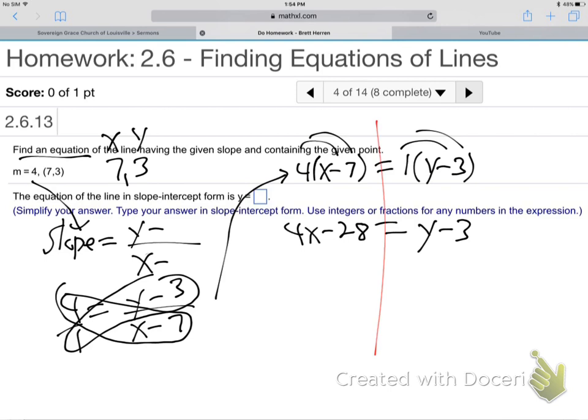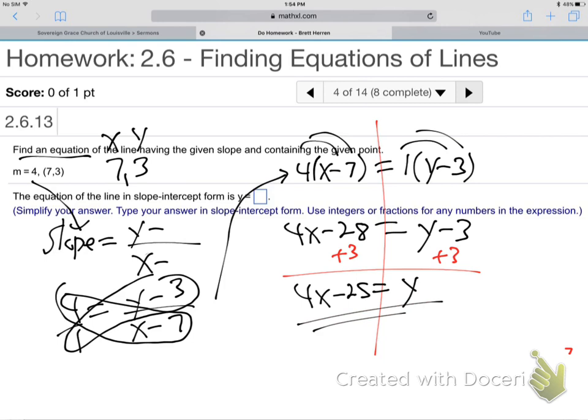Last step, as always, get that y alone. So I add the 3. 4x, what's that, minus 25. There it is. Is that good? How many got that? You get that right? Good. Okay, lots and lots of you. I know, speed up or slow down. Questions I can answer on that one? All good?